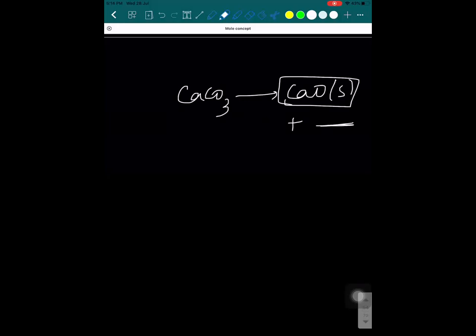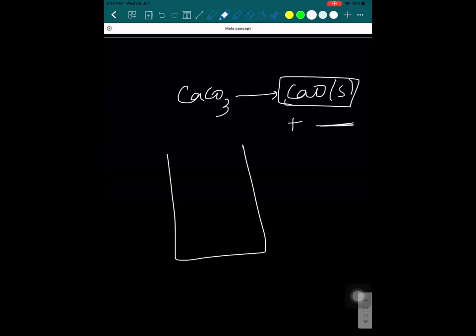Ma'am, residue means whatever is left over in the reaction. Let's say CH4 is forming CO. Let's say you are saying CaCO3. It is forming calcium oxide and some other compound. Let's say this is the waste in the reaction. Residue means whatever is left in the particular reaction, or you can say byproduct.